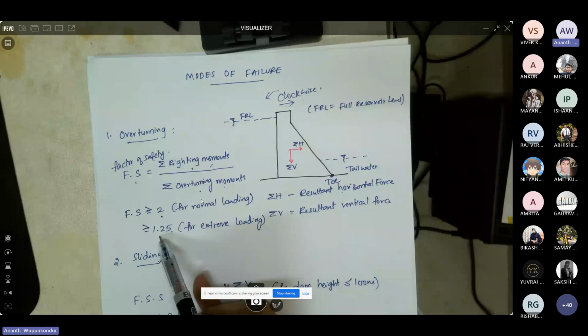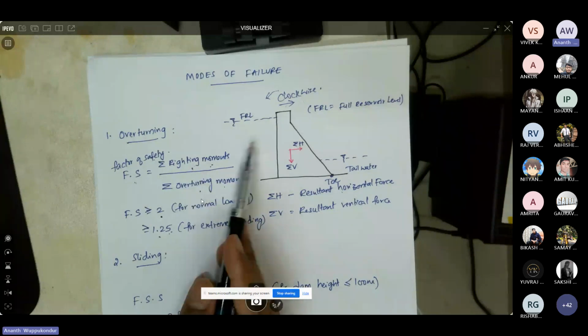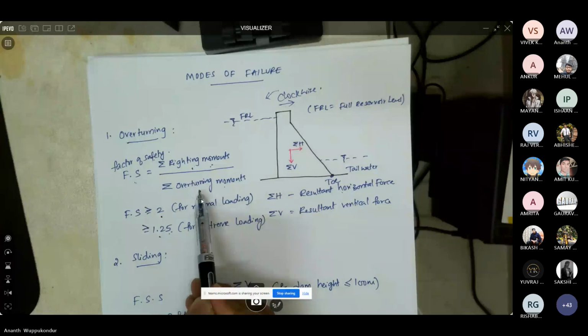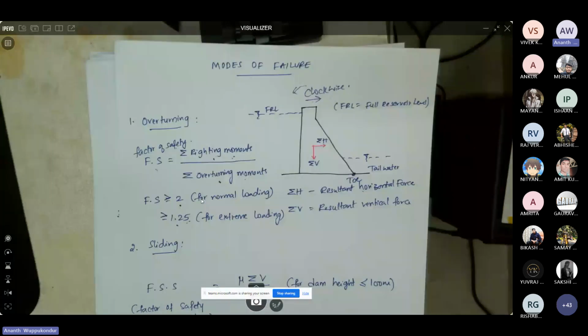So this is the ratio of the righting moments, which provide stability to the dam in the anti-clockwise direction, to the moments that are trying to destabilize the dam. Now I'm not showing you any numbers, but I will upload an example by Friday so that you can go through the numbers as well.